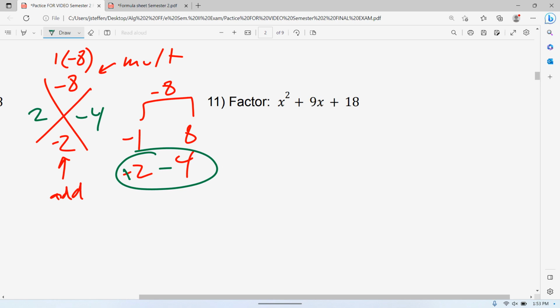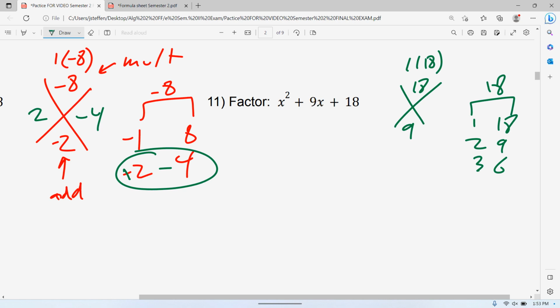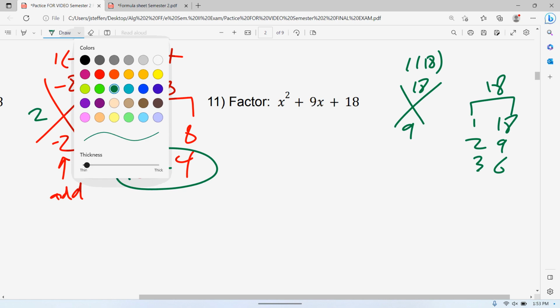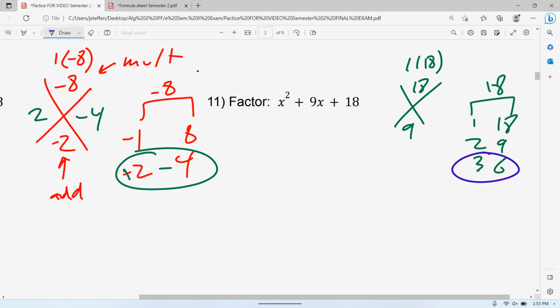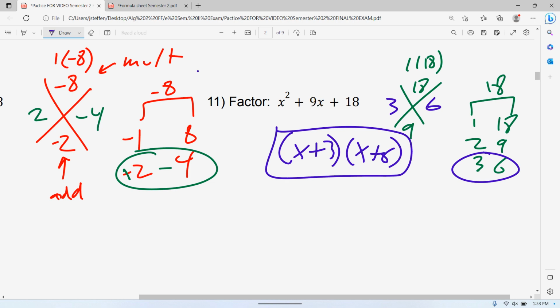This next one, we have 1 times 18 goes on the top, so that's 18, and they add up to be 9. So again, for 18, I have 1 and 18, 2 and 9, 3 and 6. So the ones we're looking for that add up to be 9 are 3 and 6. So positive 3, positive 6. Again, positive 3 times positive 6 does multiply to be 18. 3 plus 6 is 9, so that's x plus 3, x plus 6. And again, there's no number in front, so that's our answer.